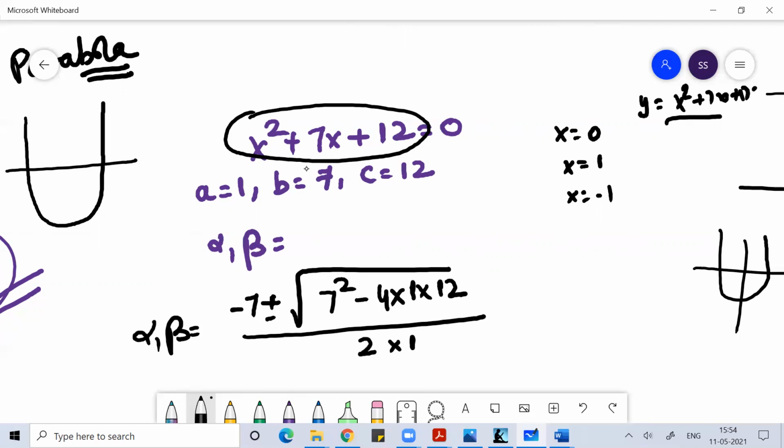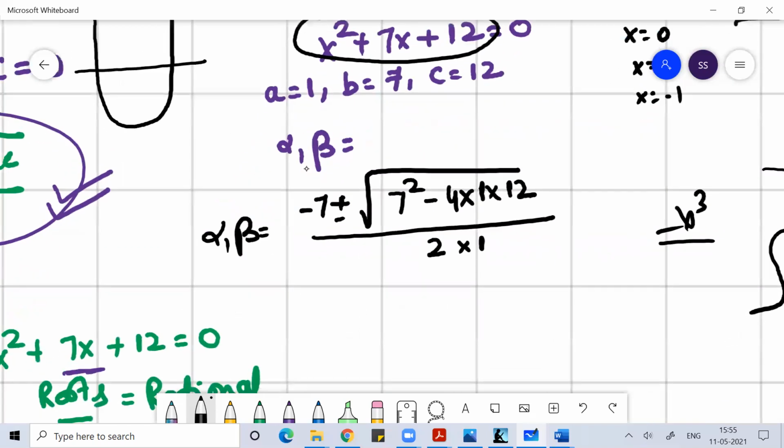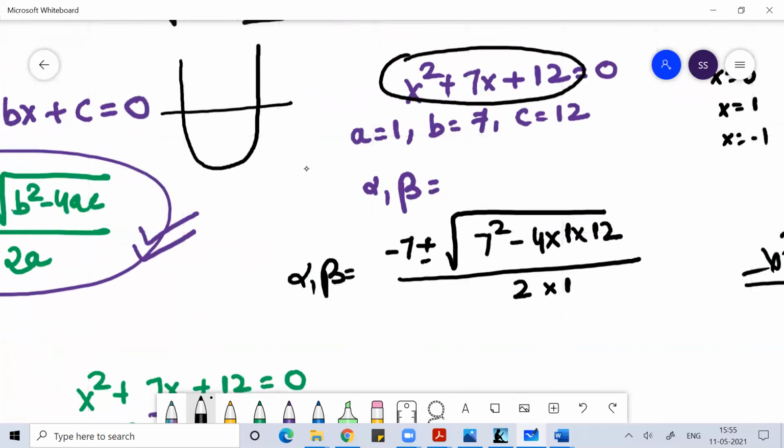You remember, you studied in polynomials, x to the power 4, x to the power 3. When x to the power 3 was there, you were getting three values of x, because it was a cubic equation. A cubic equation follows this kind of graph. So that's why here you are getting two values of x, and those values are called roots, and we call them alpha and beta.